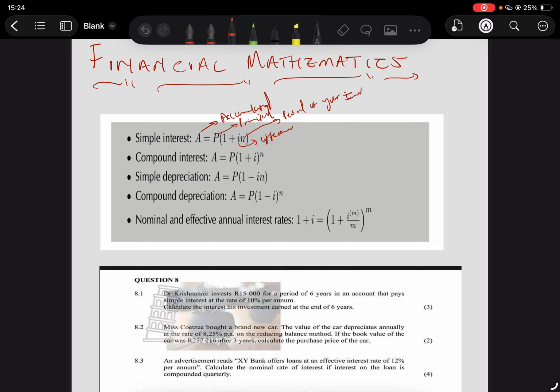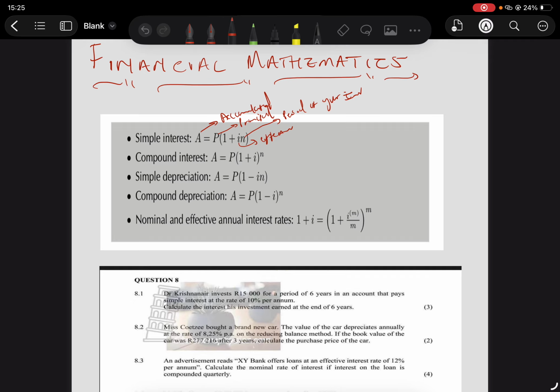The difference with compound interest is that the interest earned is dependent on the accumulated amount at that point. In other words, if you initially started with 100 Rand and you expect to earn 10% at the end of the year, that will be 10 Rand, so that will be 110. And in the following year, the interest is then calculated as 10% of the 110 and not the 100 Rand.